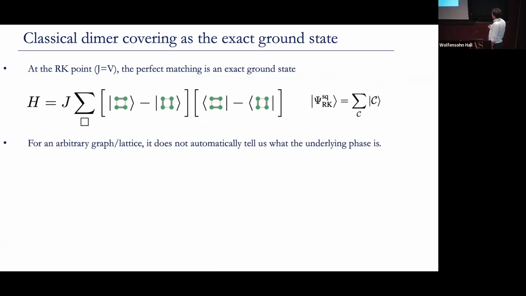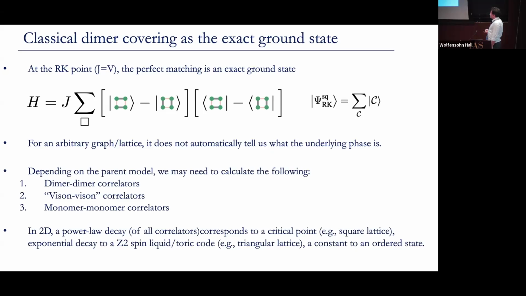So, even though we know the ground state, it doesn't automatically tell us what the underlying phase actually is. To figure this out, we need to take this ground state, and depending on the parent model, we may want to calculate other types of correlators. Let's say dimer-dimer correlators. I'll talk later about Wilson-Wilson correlators, monomer correlators. And depending on what we see with these correlators, we have different types of states.